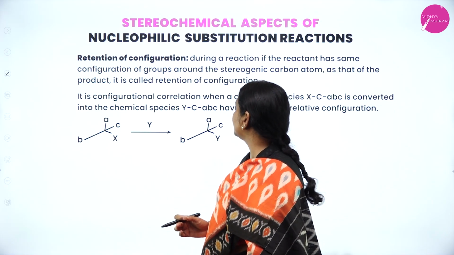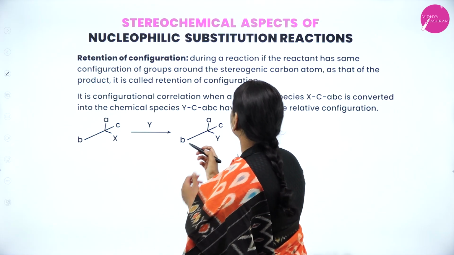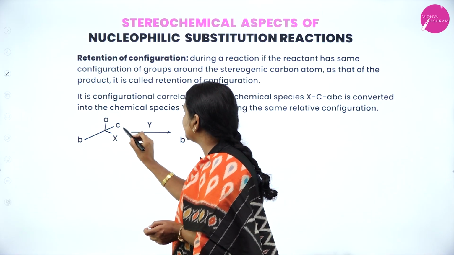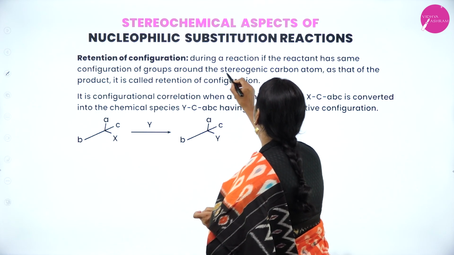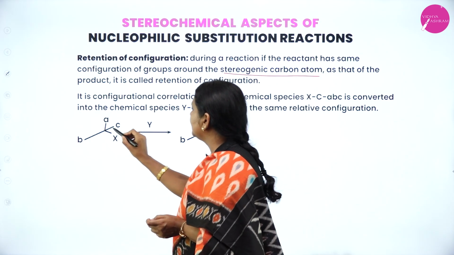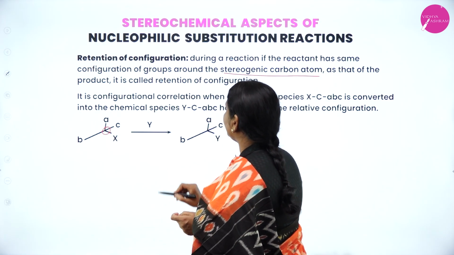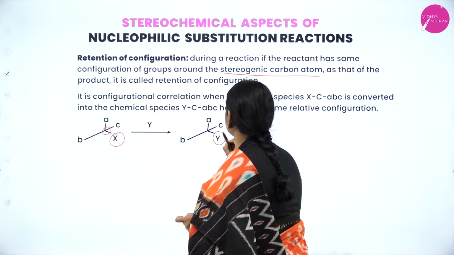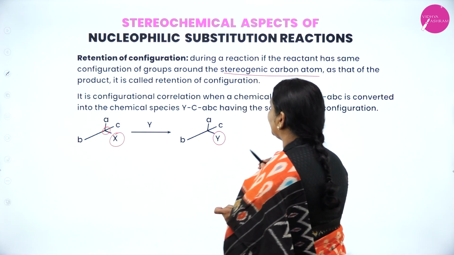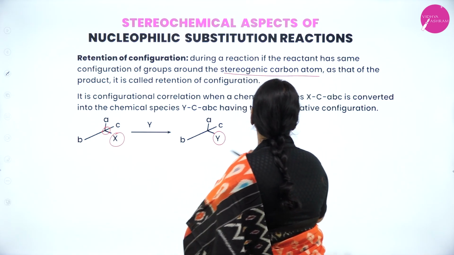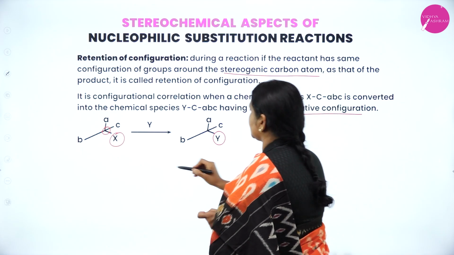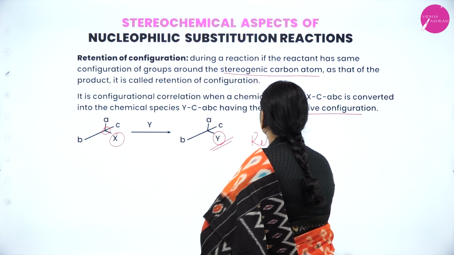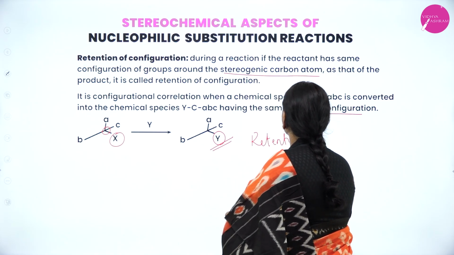Now you observe. If the reactant has some configuration, a stereogenic carbon atom with groups A, B, C, X, and I add Y, X is replaced by Y. But there is no change in the relative configuration. Where there was X, in that position Y comes. Therefore, it is known as retention.